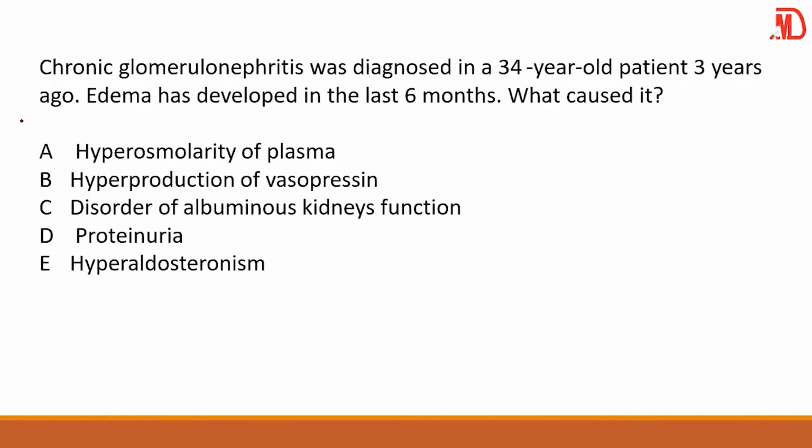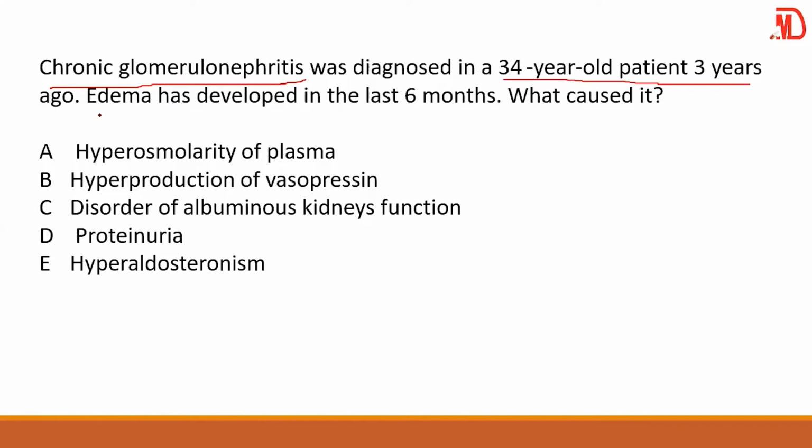All right. We have a chronic glomerulonephritis. Chronic. Anytime you see a chronic problem, definitely you are going to see a complication also happening in the patient, right? Which is what? Kidney failure. There could be a kidney failure present. So everything here is connected to what? Glomerulonephritis. So chronic glomerulonephritis was diagnosed in a 34-year-old patient 3 years ago.